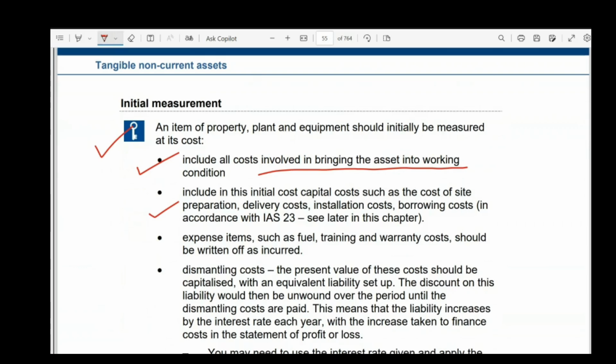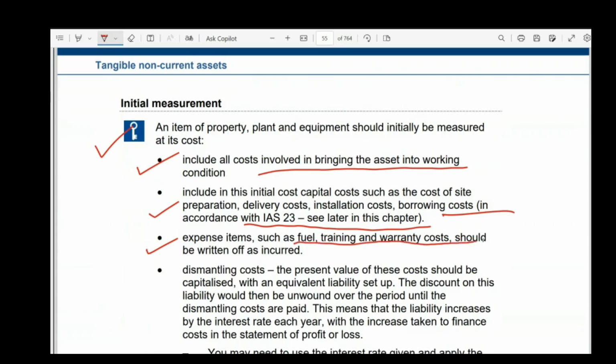Include in this initial cost capital costs such as the cost of site preparation, delivery cost, installation, borrowing cost. We will discuss borrowing cost in detail; a complete session is there in this chapter. Borrowing cost will also be a part of your asset recognition. It can be helpful for you. If you are paying any finance cost for the purpose of assets utilized for the company's business purpose, you can consider it in the assets.